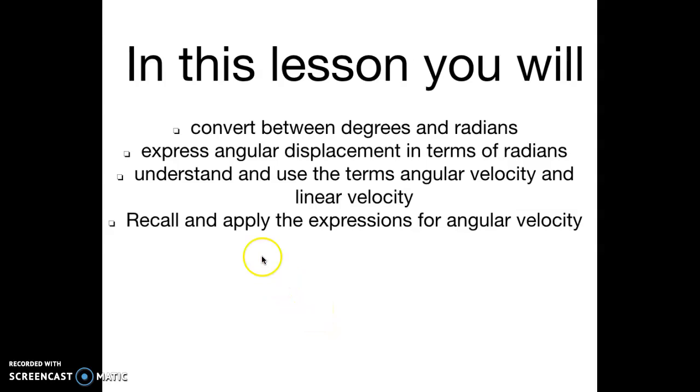Then we're going to be looking at the terms angular velocity and differentiate it from linear velocity. Linear velocity is what you were using in topic 2 to describe motion. So we're going to introduce a new idea and do a comparison. And then we're going to recall and apply the expressions for angular velocity. We're going to look at some relationships so that we can do some calculations.